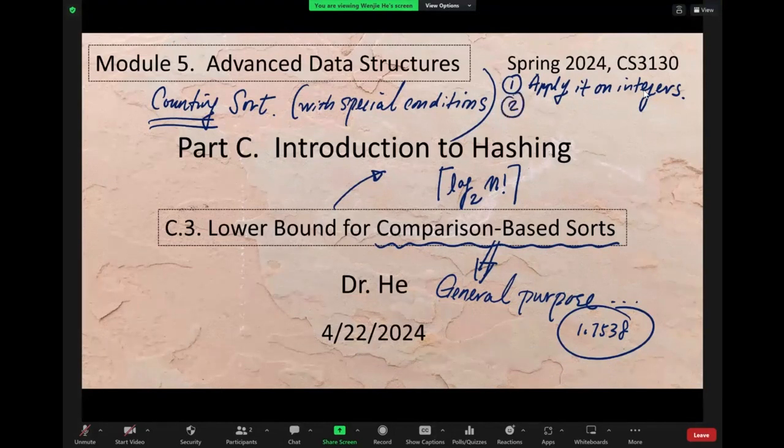Second, the range assumption. The range cannot be very large. The range of the values must be relatively small.